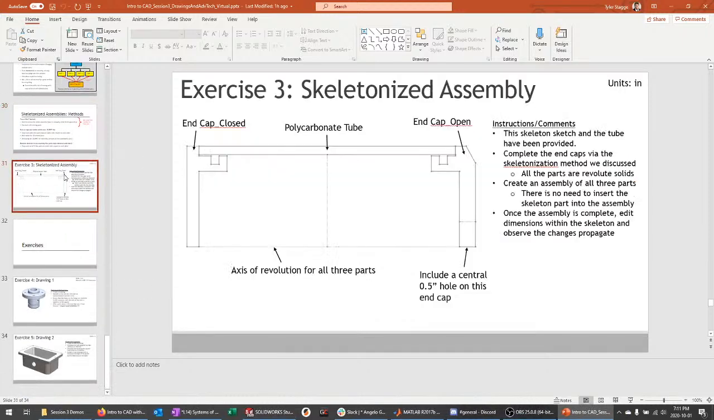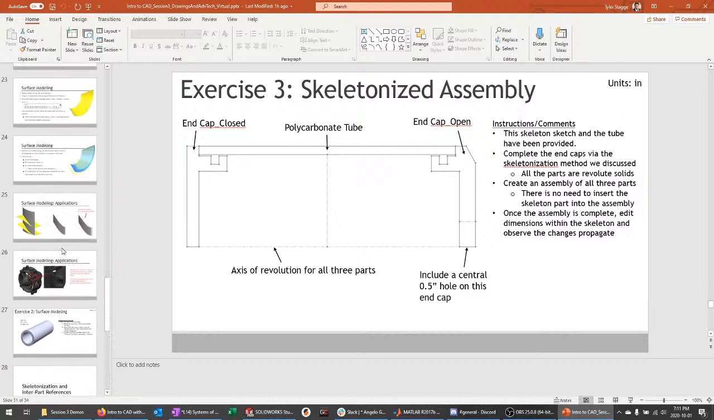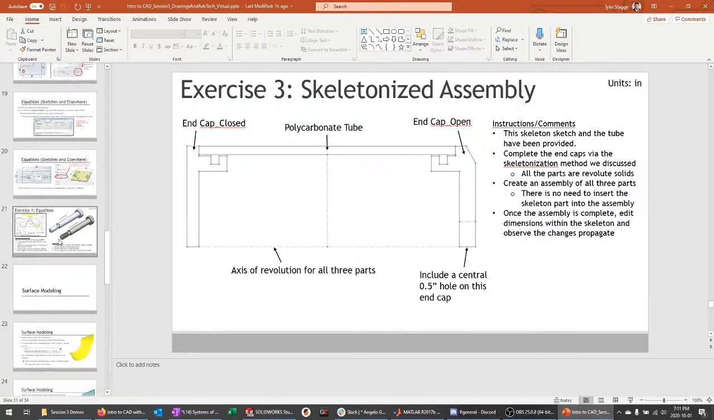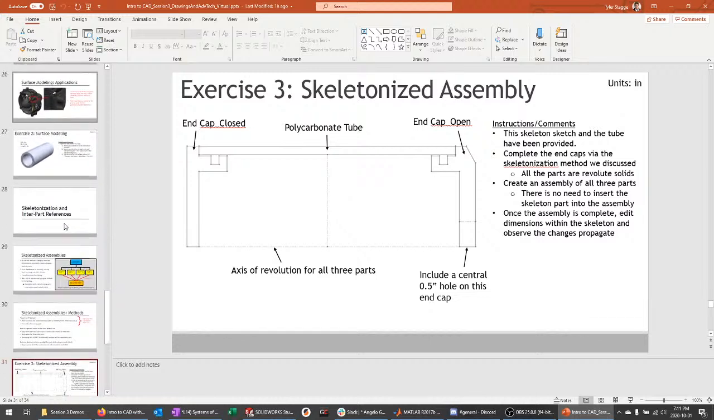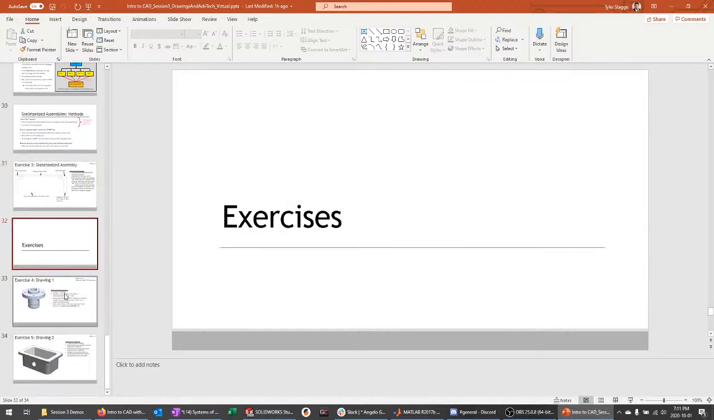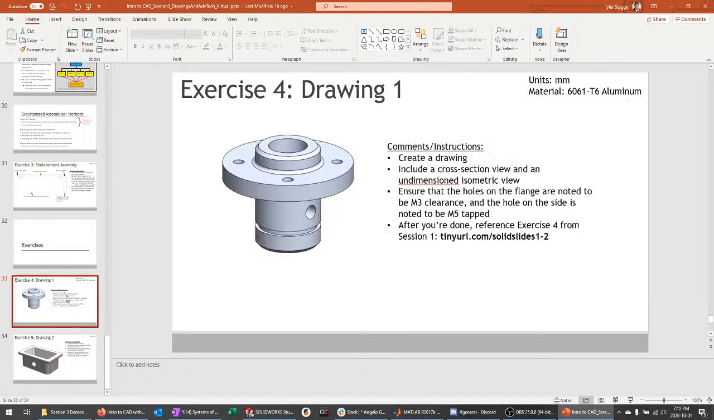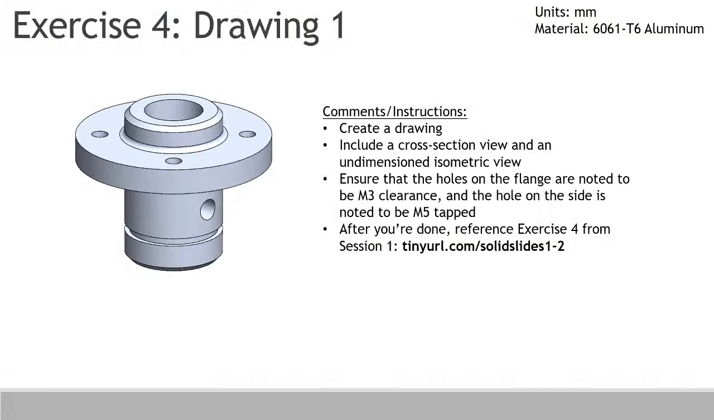All right, so that covers all of our independent miscellaneous topics here: equations, surface modeling, and skeletonization. At that point, I think I'm just going to do this one exercise here. This drawing is a part that I believe was exercise 4 from session 1. But before I do that, I'm going to take another 90-second break here. Give you guys an option to ask any questions in the Discord. I'm actually going to step away here for just a minute. Yeah, I'll be right back.